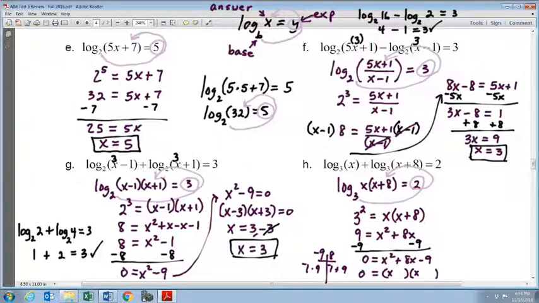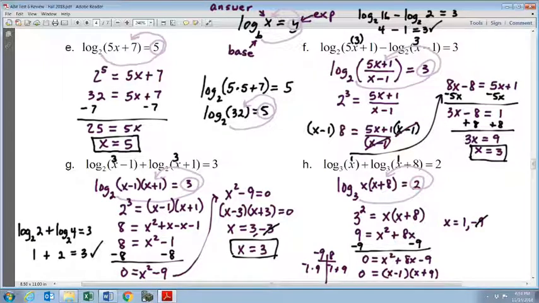Notice you have to make the 1 negative in order to make this work. Negative 1 times 9 is negative 9, and negative 1 plus 9 gives us 8. So it's going to be negative 1 and 9 here. And we get 1 and negative 9 for answers. Clearly the negative 9 is not going to work. You put a negative 9 in here and you definitely have a problem. Can't take the log of a negative.